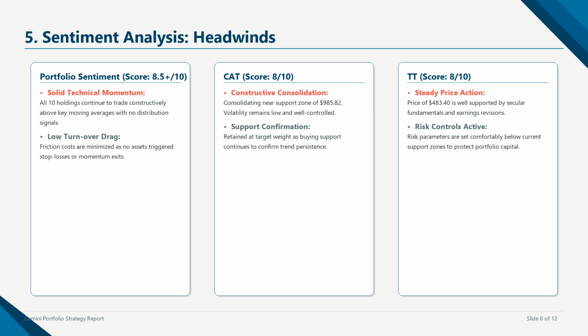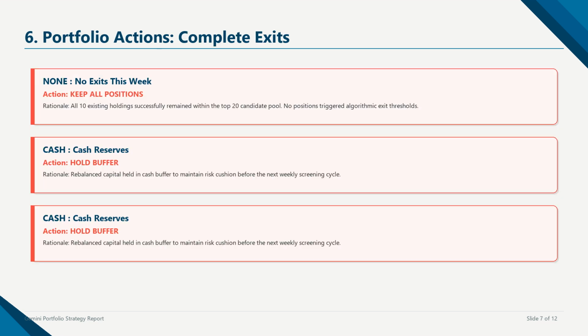This low volatility profile allows us to minimize transaction friction and maintain our high conviction positions without triggering any automated trend exit thresholds. Growth ratings across all our assets remain solid and supportive of our target weights. Based on these insights, we are not implementing any complete exits this week.